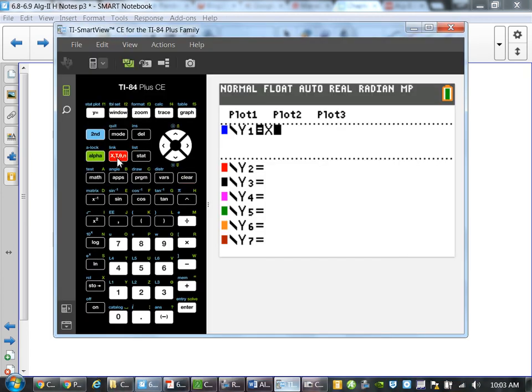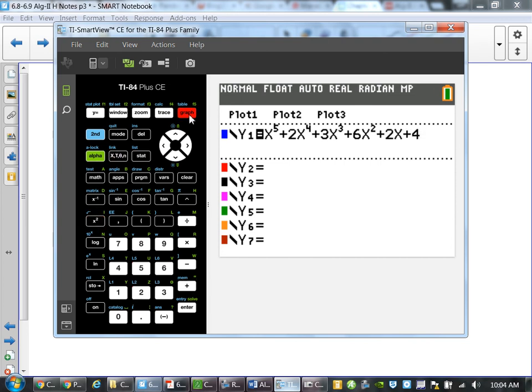Was it x to the 5th? What's the next one? Plus 2x to the 4th. Plus 3x to the 3rd. Plus 6x squared. Plus 3x cubed. Plus 6x squared. Plus 2x. Plus 4.